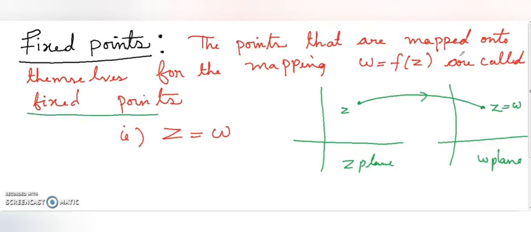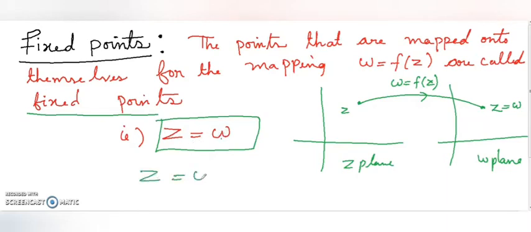The points that are mapped onto themselves for the mapping. What is the mapping here? W is equal to f of z. So the image of z is f of z, which means the image of z is W, right? But here W and z are equal. So we say the point is a fixed point when the image is the point itself. That is, z is equal to W and W is equal to f of z. Then we say z is a fixed point.